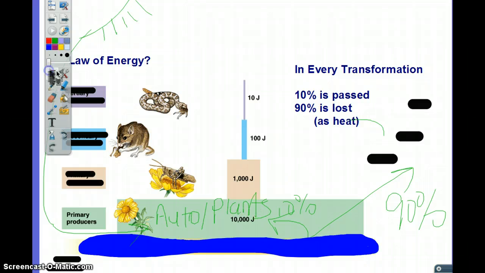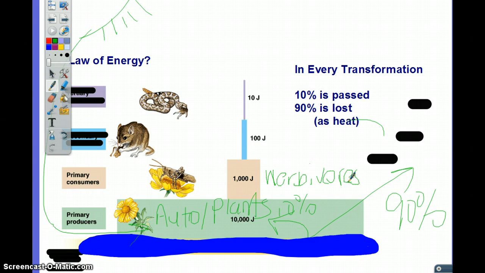What's in the second step? If producers are on the bottom, who comes next? Primary consumers. And what are they called? Crickets is an example. We just said it. Plant eaters, what are they called? Herbivores. So herbivores go second. And we started off with 10,000 joules, now we only get 1,000.